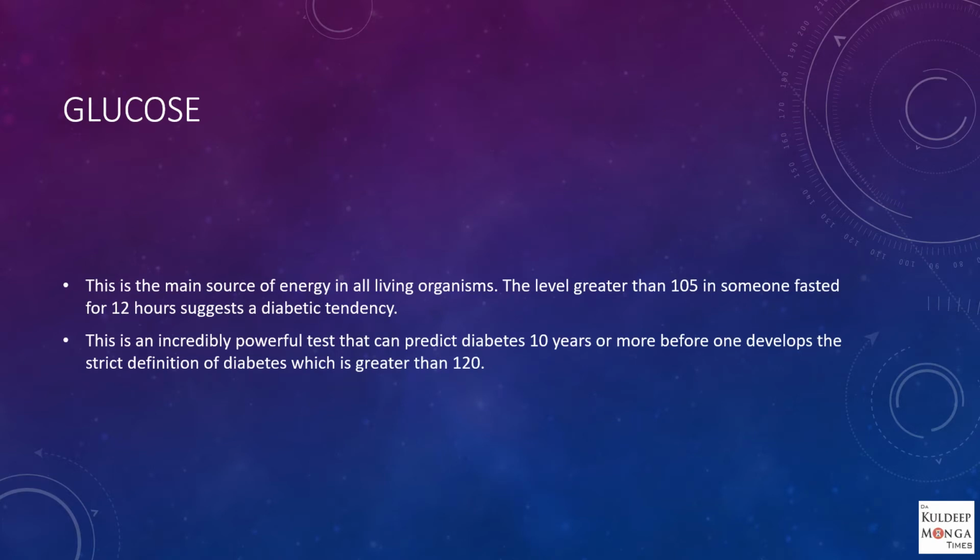As we all know, glucose is the main source of energy in all living organisms. The glucose tolerance test was first described in 1923. A level greater than 105 in someone fasted for 12 hours suggests a diabetic tendency. This is an incredibly powerful test that can predict diabetes 10 years or more before one develops the strict definition of diabetes, which is greater than 120.